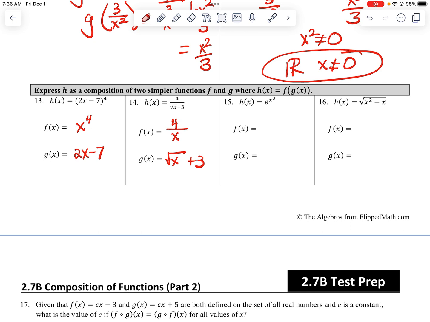This one has an e, but it's really similar. So there's something in our exponent, so the outside is e to the x. The inside would be x cubed. And the square roots are easy. So we had a square root function, and underneath we inputted x squared minus x.